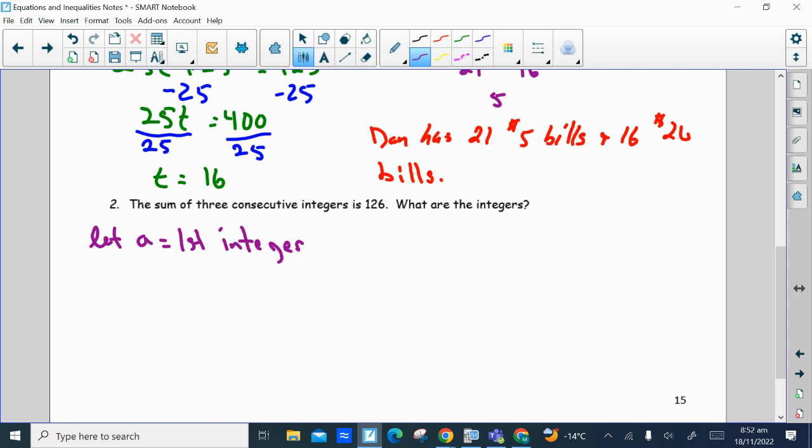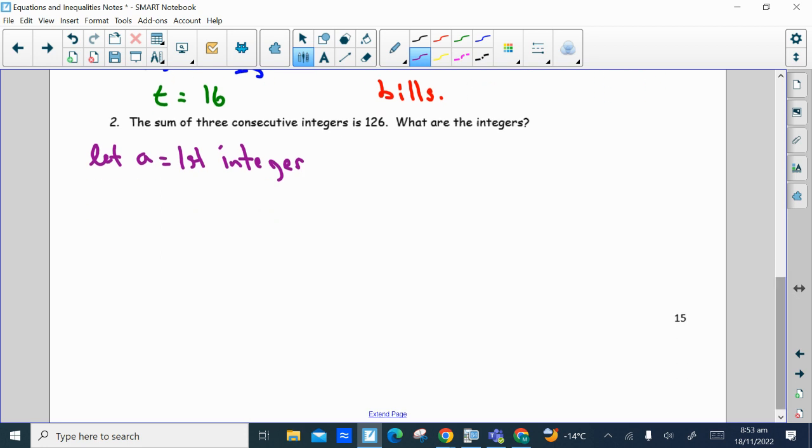I could use any letter I want to represent the first integer. I just chose to use the letter A. So I said, if 10 is the first integer, the second one would be 11. It's one more than the first. So if A is the first integer, what's an expression for the second one? Beckham, A plus 1, absolutely. One more than the first. So A plus 1 would be equal to the second integer.